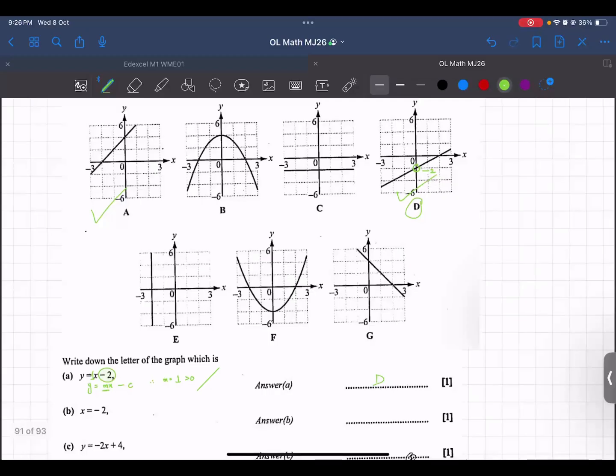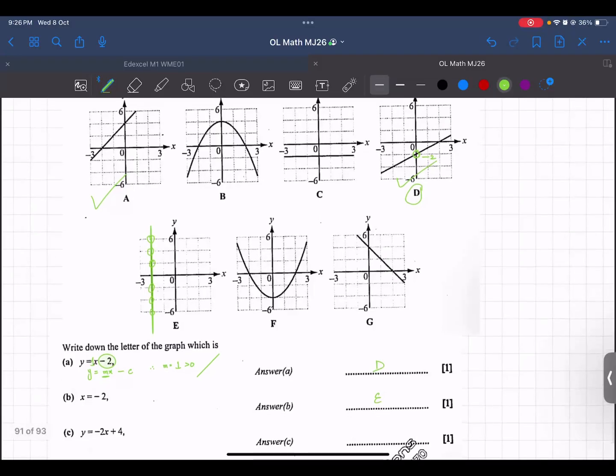Then you have x is equals to -2. x equals -2 will be a vertical line, this one, E. x will always be -2. So you can see this line. Any point on this line will have an x value of -2. So this is your E.